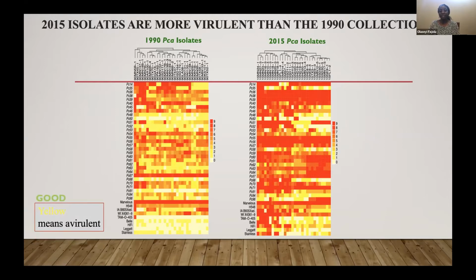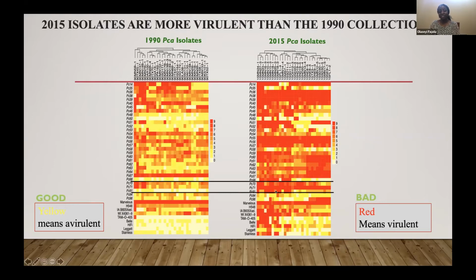Yellow means isolates were avirulent, while red means isolates were virulent to differential lines. Let's take a few seconds to think about the change of differential lines from yellow in 1990 to red in 2015. For example, the PC91 gene was effective against all isolates tested in 1990, but not anymore.